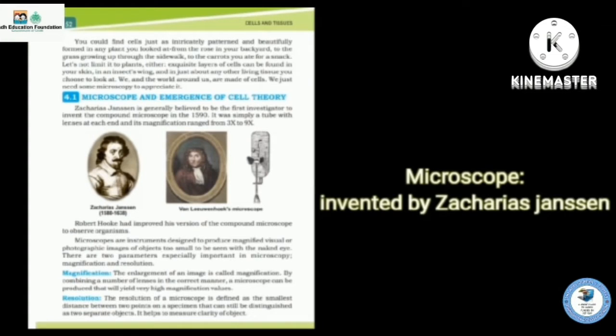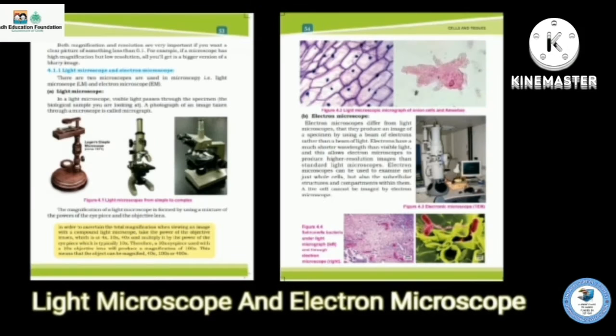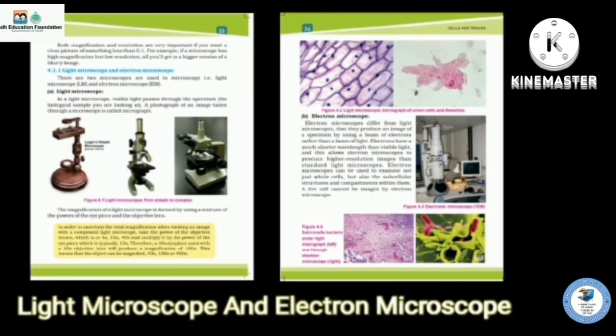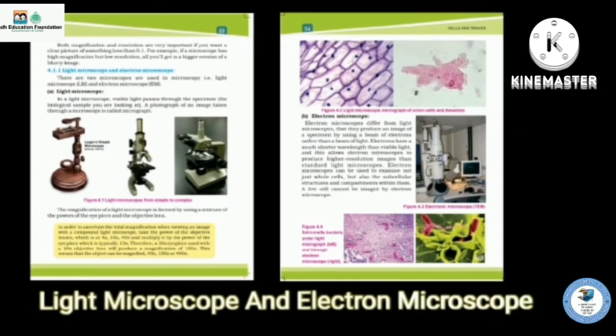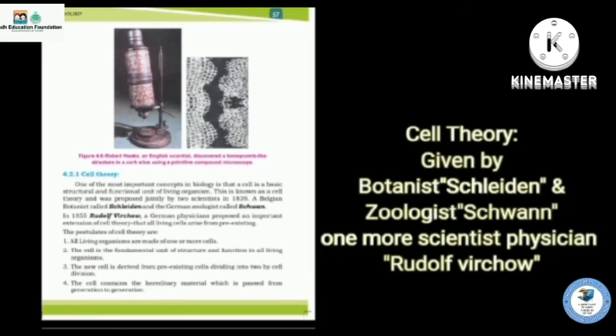Invented by Zacharias Janssen, it is an instrument used to observe small objects. There are two types of microscopes, light microscope and electron microscope. In a light microscope, light is passed to the specimen, and in an electron microscope, electrons are passed to the specimen.